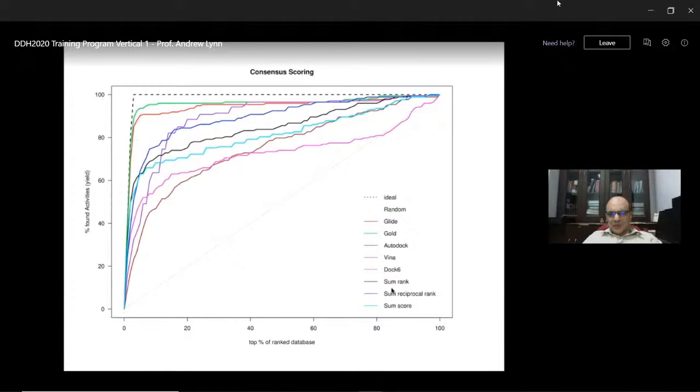Now, if we use methods where we combine the results of these software, some rank, some reciprocal rank, some score. Again, I'm not describing all these, but essentially I'll describe one of them. If I rank the results of each of these software, and then I just take the sum of these scores, then I get an improved score. So the sum rank is this particular black line. Now the black line doesn't seem to be better than Glide or Gold overall, does it? But if we zoom into this portion, it comes out to be as good.